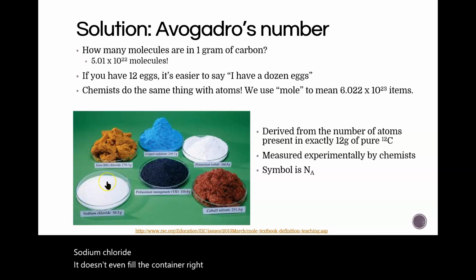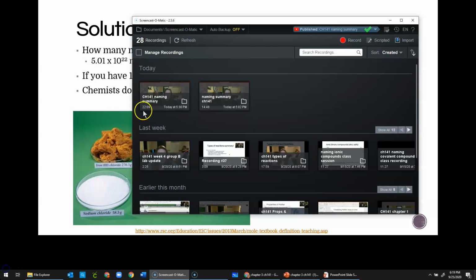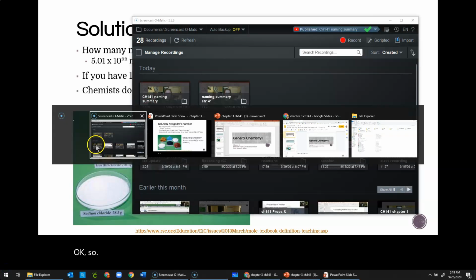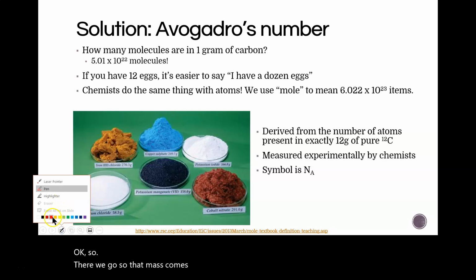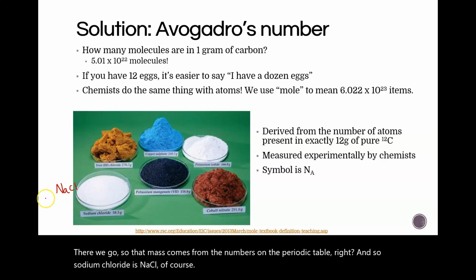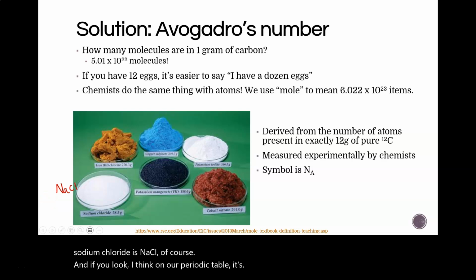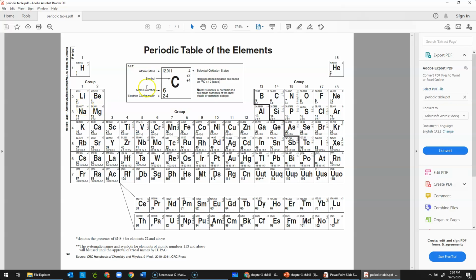So that's how much 6.022 times 10 to the 23rd particles of sodium chloride, that's the volume that it has. The mass is shown right here, 58.5 grams. So that mass comes from the numbers on the periodic table, right? And so sodium chloride is NaCl, of course. And if you look, I think on our periodic table, it's on the upper left of each box. So here's like copper. So sodium is 22.98977. And chlorine is 35.453.